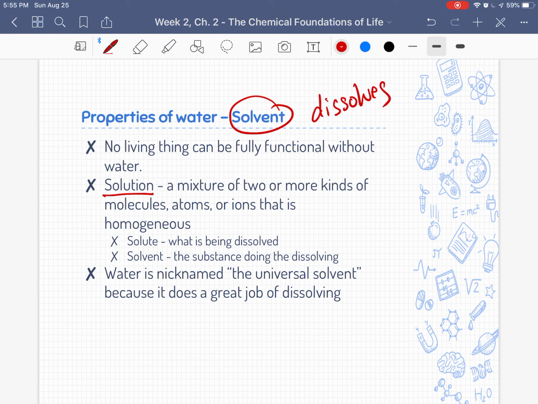So a solution is a mixture of more than two kinds of molecules, atoms or ions, that is homogeneous, which means the same throughout. And water helps to form those solutions. It is a solvent, which means that it does the dissolving. Solutes are what are being dissolved. Water is nicknamed the universal solvent because it does such a great job at dissolving.